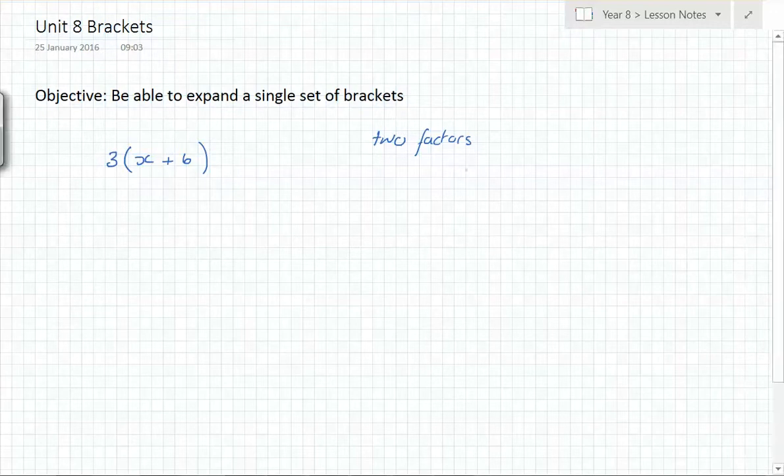You are told that one of the factors is 3. The other factor is x plus 6. So they are the two factors. They are the things that multiply together. Now, we have a form here, which I would call factorized form, because you know exactly what the two factors are. Does that make sense to you?